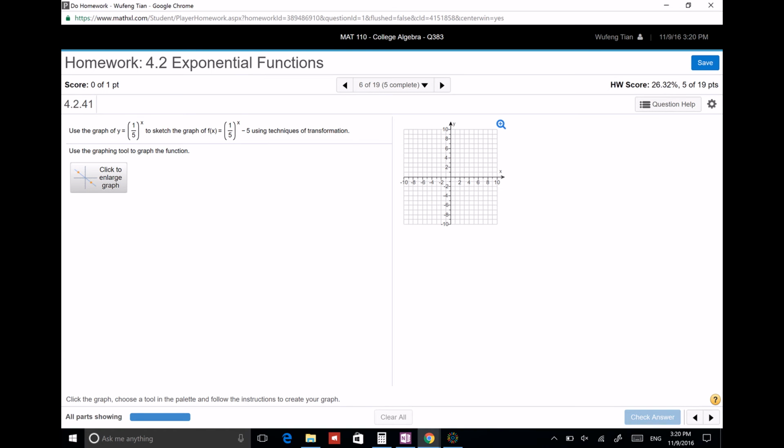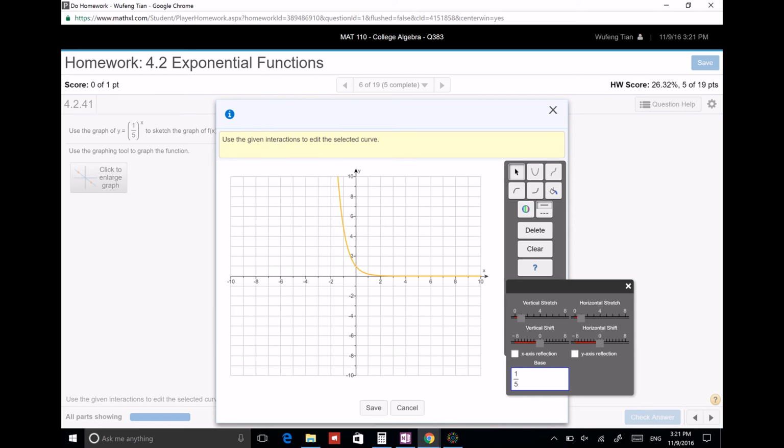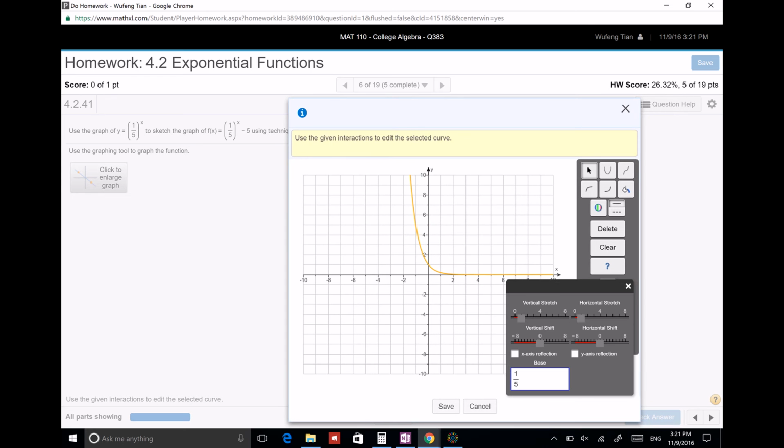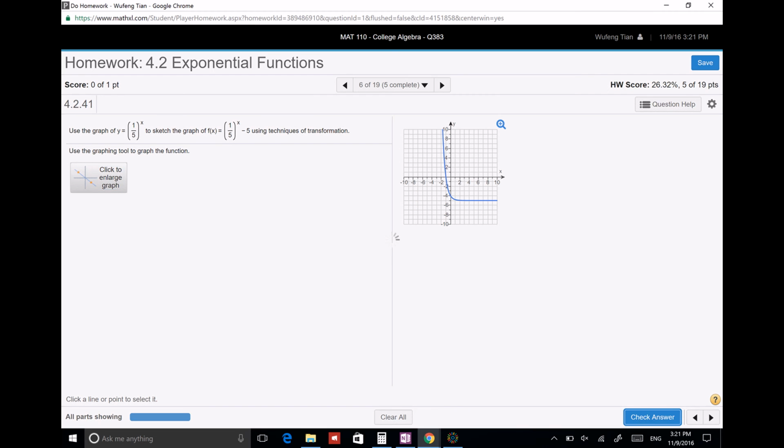Okay, I will leave this one for you to graph by yourself. What you need to do is graph 1 over 5 to the x first, then shift it down 5 units. It's actually pretty simple. You still do this one, clicking here. The base is given to you. Now it's down 5 units, so a vertical shift of negative 5 units. That's it. Next question. I'll skip this one.